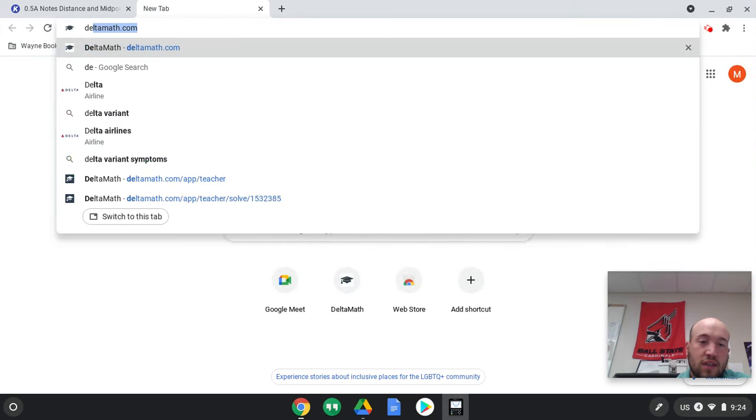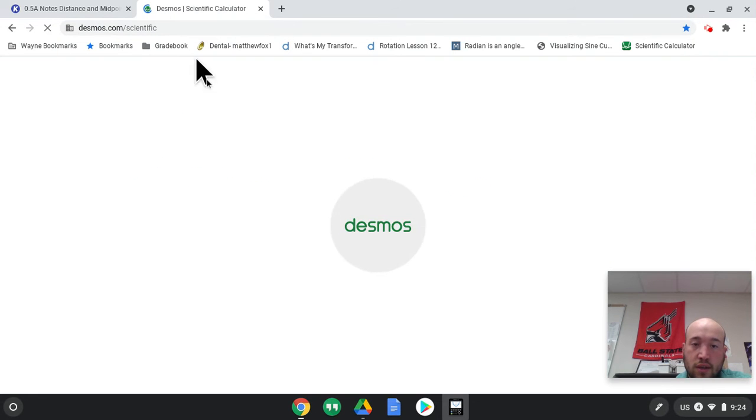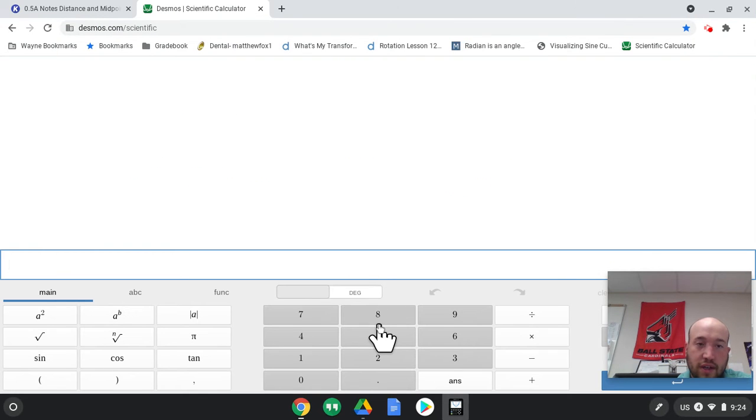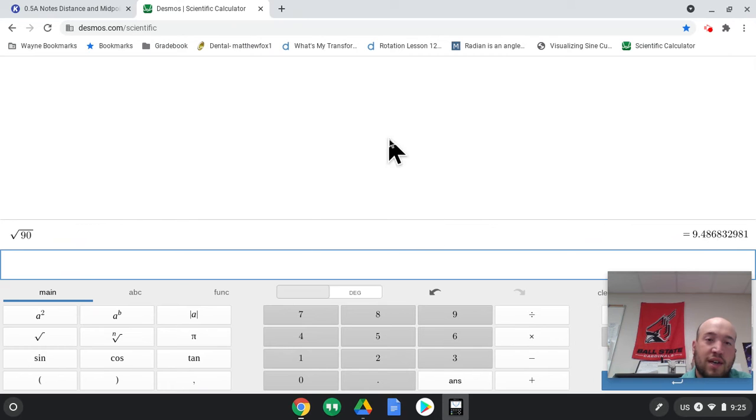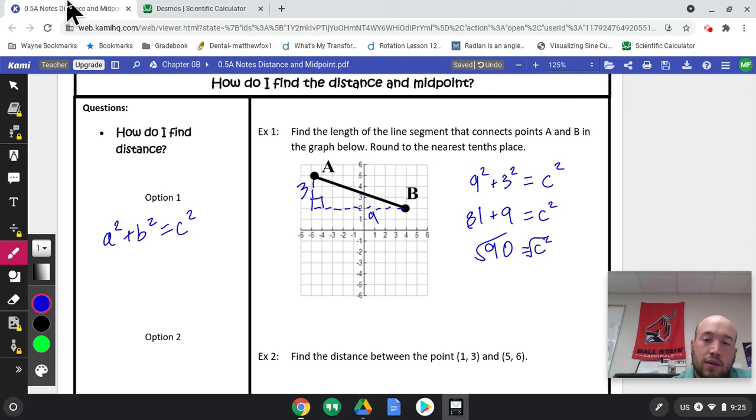You can use the calculator on your computer, on your phone, desmos.com/scientific. That's a great option. So square root of 90. I hit enter, 9.48. So if I round, that's going to be 9.5. Okay, so c has a length of 9.5. Remember, c is the distance from A to B. So that'd be one way, using the Pythagorean theorem.